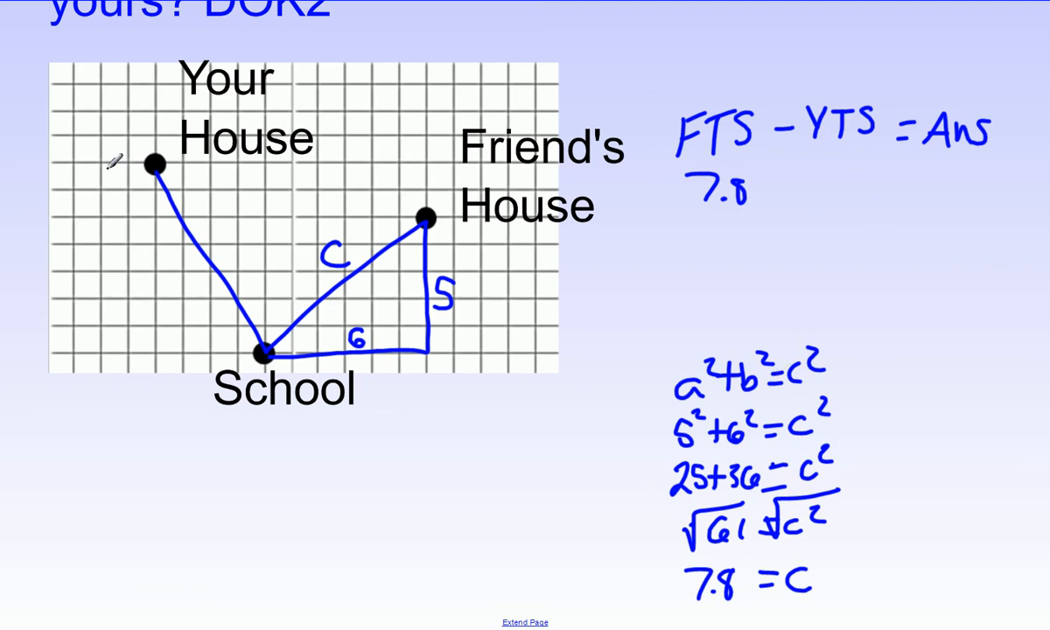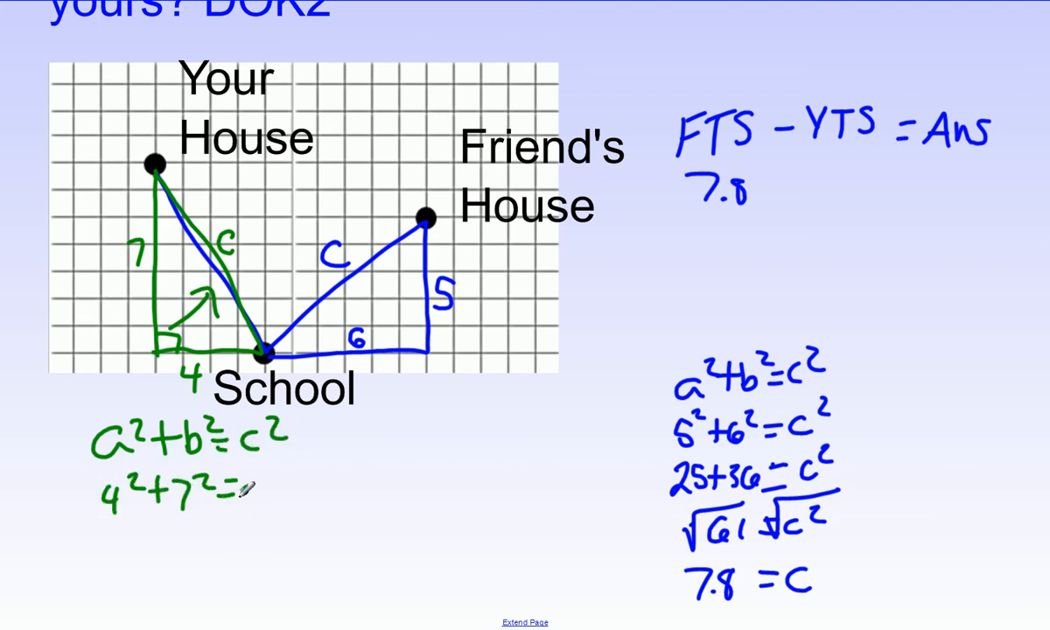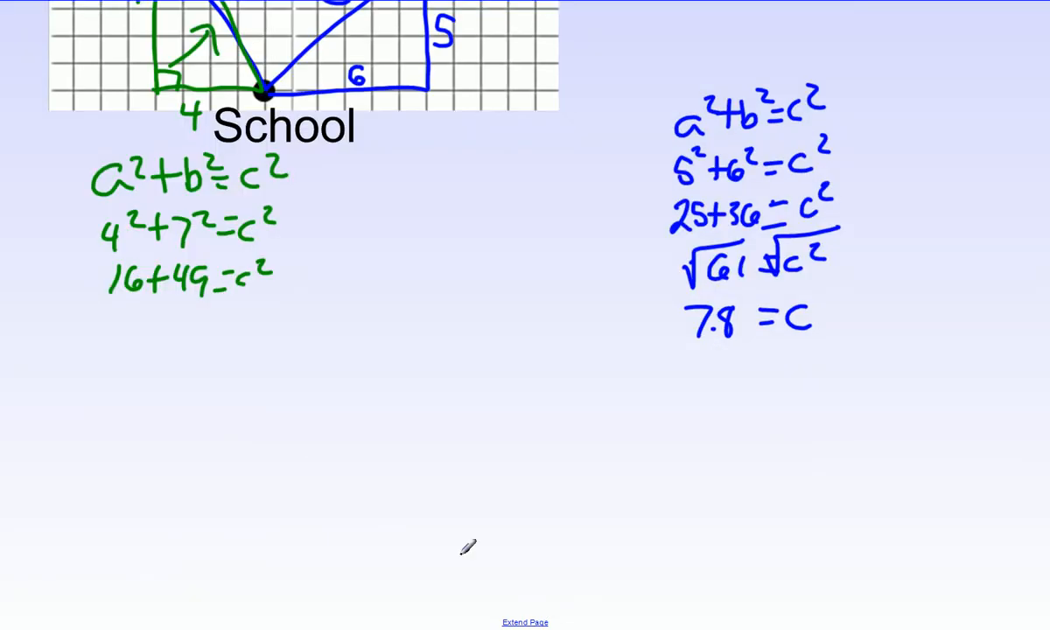Now, your house to the school. So we have this. We have 1, 2, 3, 4 here. 1, 2, 3, 4, 5, 6, 7 here. 1, 2, 3, 4, 5, 6, 7. 1, 2, 3, 4. Alright. So I double checked my counting, and we'll make this c as well, since that is the hypotenuse, because we have a right triangle. a squared plus b squared equals c squared. I've got 4 and 7 and c. That gives me 16 and 49 and c squared. That gives me 65.